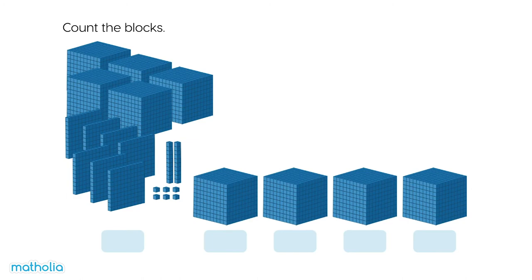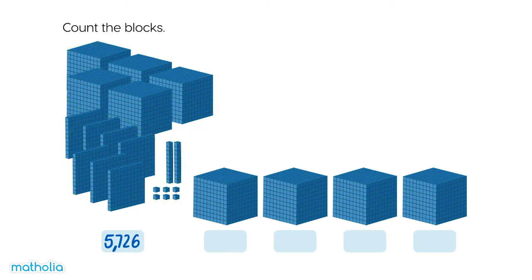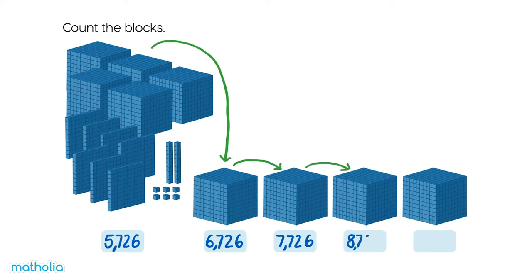Count the blocks. There are 5,726 blocks. Write 5,726 here. Let's count on in thousands. 6,726, 7,726, 8,726, 9,726. There are 9,726 blocks in total.